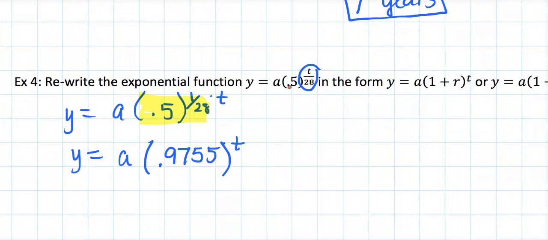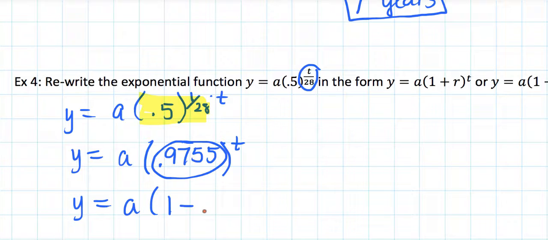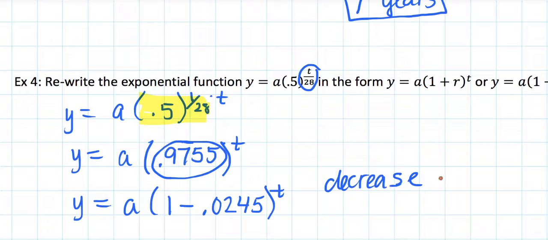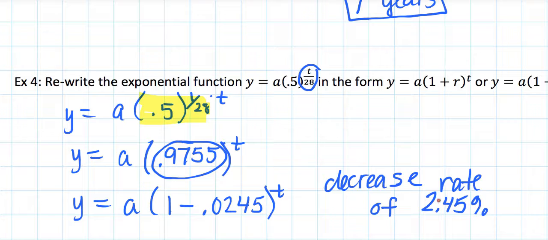So now to put it in that format of 1 minus, we know we're using the decay model because that b value is between 0 and 1. So we're going to rewrite this as 1 minus a number. So then to put it in the general model format, we have a times 1 minus 0.0245 to the t power. What this means is we can look at this version of that model and know right away what the percent decrease is of this model. So we can see that it has a decrease of 2.45%.